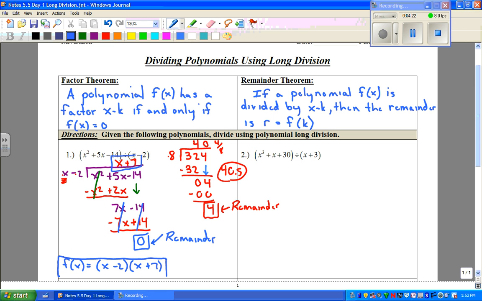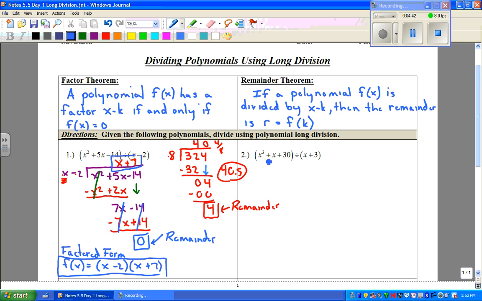Okay? So the answer to this one, if you took and you divided those two, is this box up here, x plus 7. However, this down here is what's known now as your factored form because your remainder came out to be 0. Okay? Let's take a look at the next one.